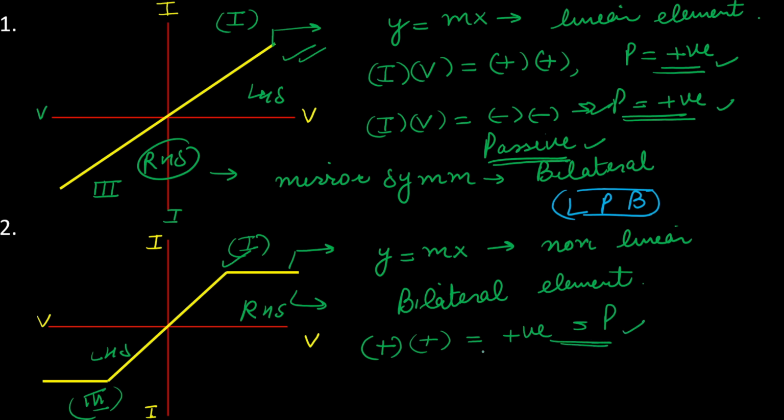So it means that this element is absorbing power. In the next quadrant, V into I. Both the values of the voltage and the current are negative, so we are getting a positive value. It means that the element is also absorbing power in the third quadrant. It means that this particular element is your passive element.